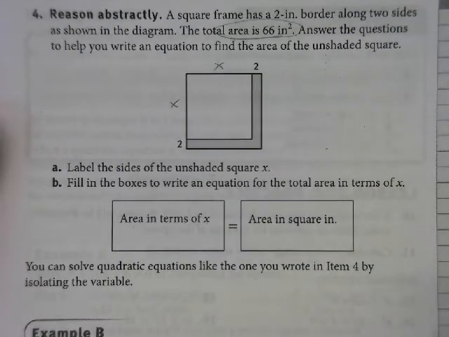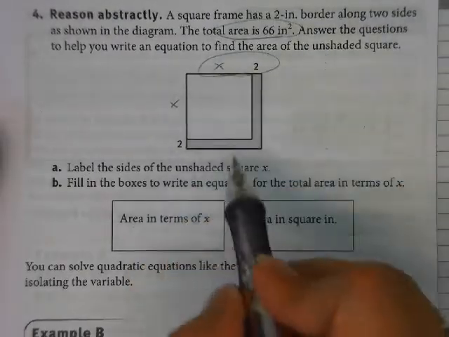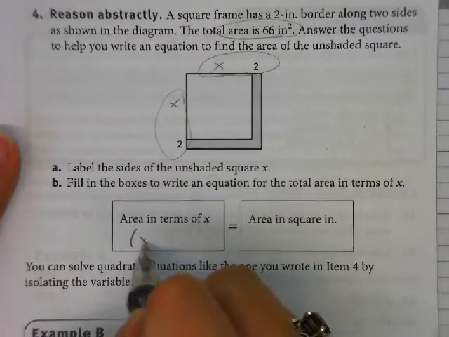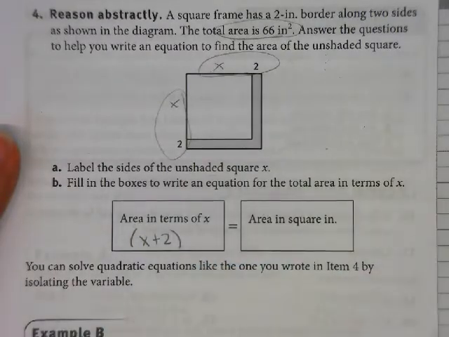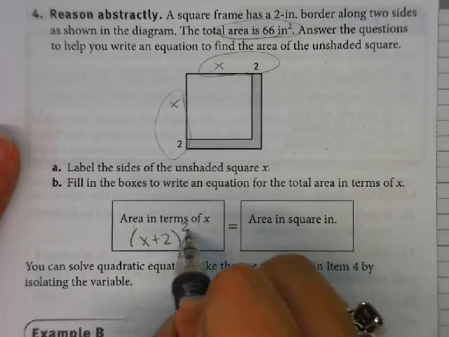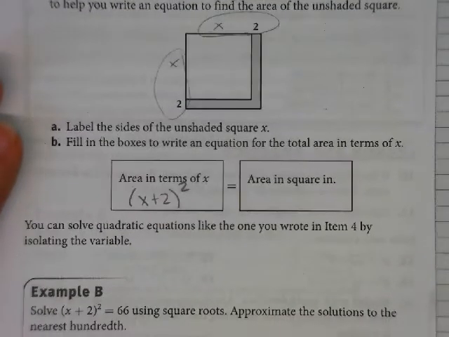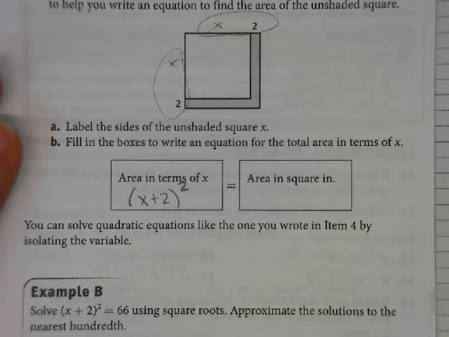Let's think about that. What is this side length? X plus 2, and how many of them do we have? 2 of them. So this is X plus 2 quantity squared is equal, what was our area in square inches of the whole thing?